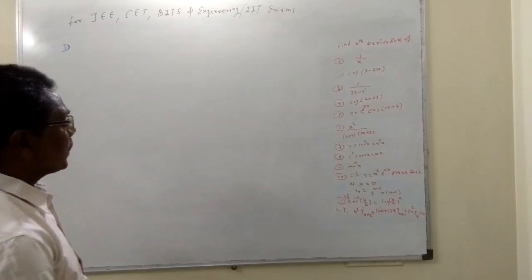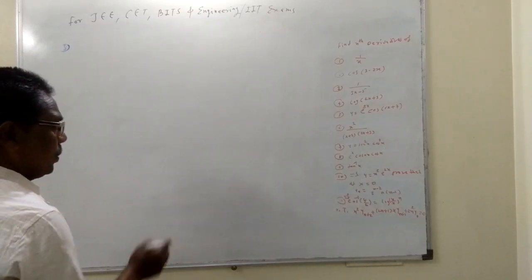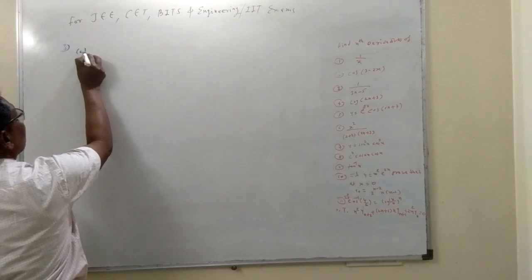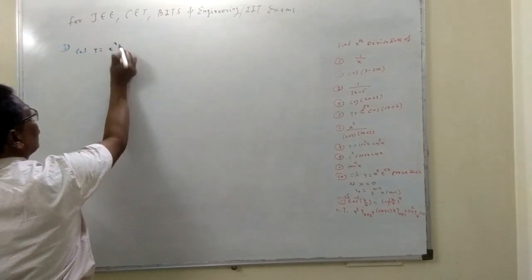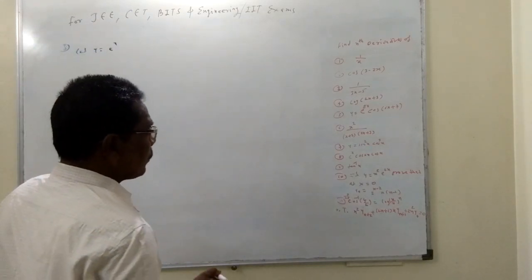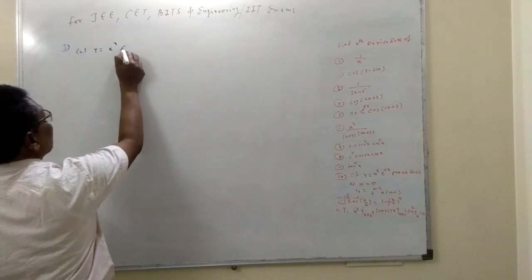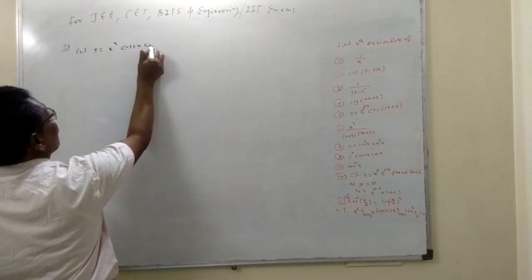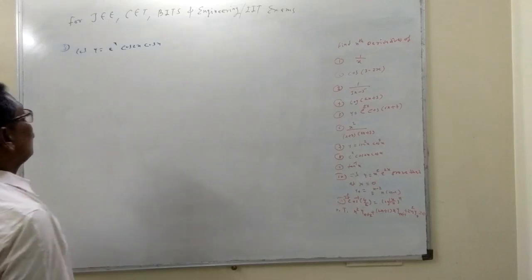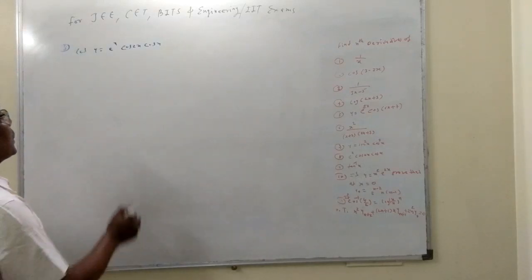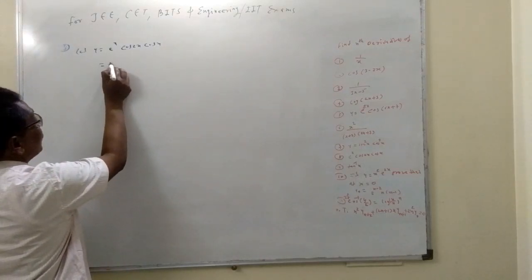Now see this nth example. Let y is equal to e raised to x cos 2x cos x. So here you want to convert this cos 2x cos x into pure cos.